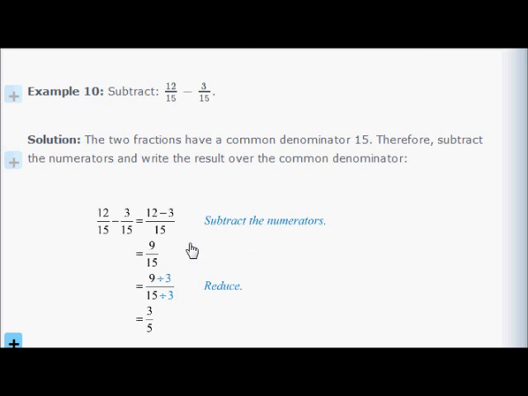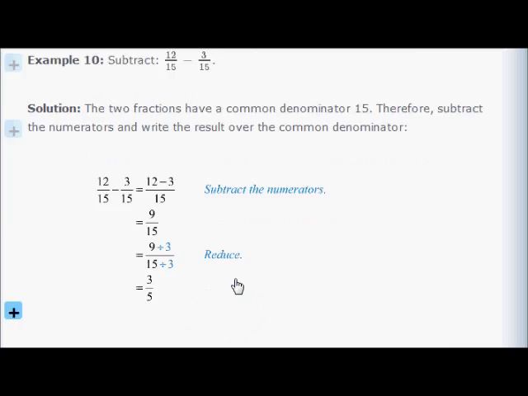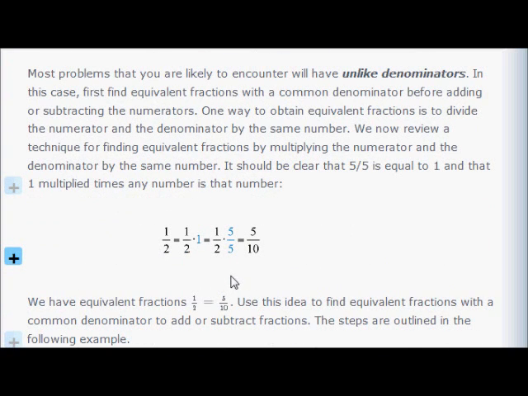You have a half. What's a half equal to? Well, it's equal to a half times 1 if you want. Any number times 1 is equal to that number. If we want to say that 1 is equal to 5 over 5, we can say that. So a half times 5 over 5 equals 5 over 10. We have equivalent fractions, a half equals 5 tenths. You want to use this idea to find equivalent fractions with a common denominator to add or subtract fractions. The steps are outlined here.